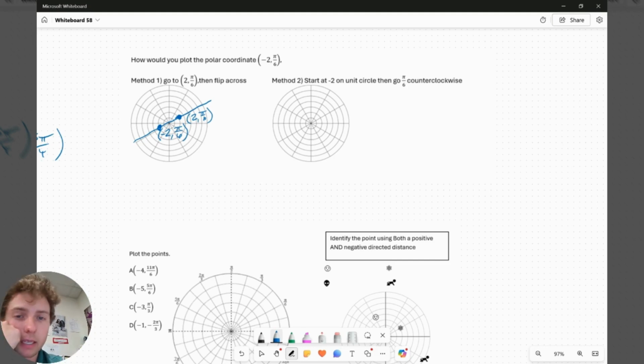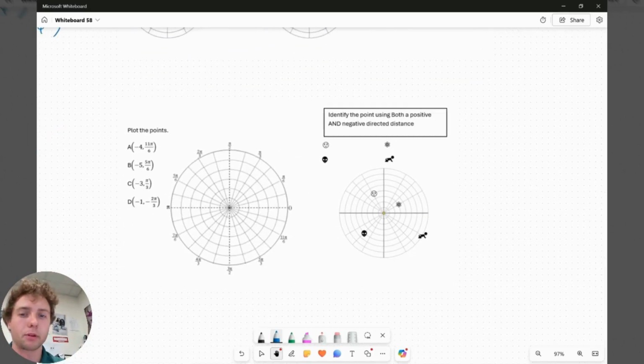The second method then says start at negative 2 on the unit circle. Well, negative 2 would just mean instead of going to the right, I'm going to the left 2 units. So here would be 2 comma 0, or sorry, negative 2 comma 0. And then from there, we can rotate counterclockwise, right? We can apply pi/6. Well, pi/6 is 30 degrees, so all I'm going to do is rotate it to this first spot. And now we're at negative 2 comma pi/6.